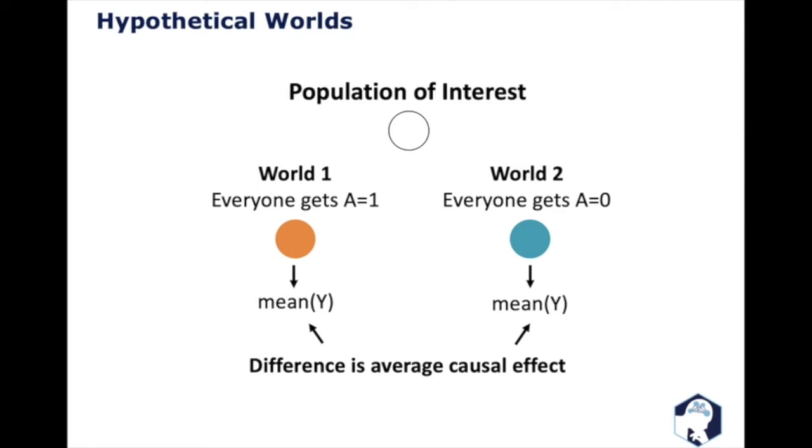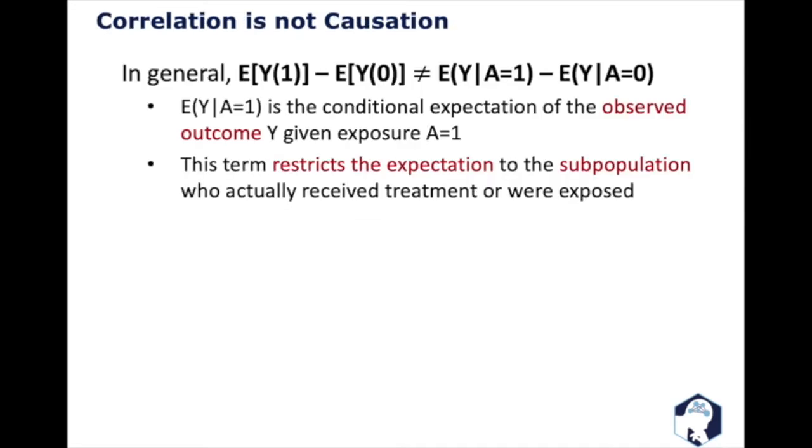If we go back to thinking about parallel worlds or parallel universes, if we had two worlds that were exactly the same, one in which we assign everyone to be exposed, so A equals 1, and one in which everyone gets the control or is unexposed, A equals 0, and if we could observe all the outcomes from these two worlds, then we could simply take the mean of each one, and the difference would be our average causal effect. Of course, we can't in general observe those two worlds. This is the fundamental problem of causal inference.